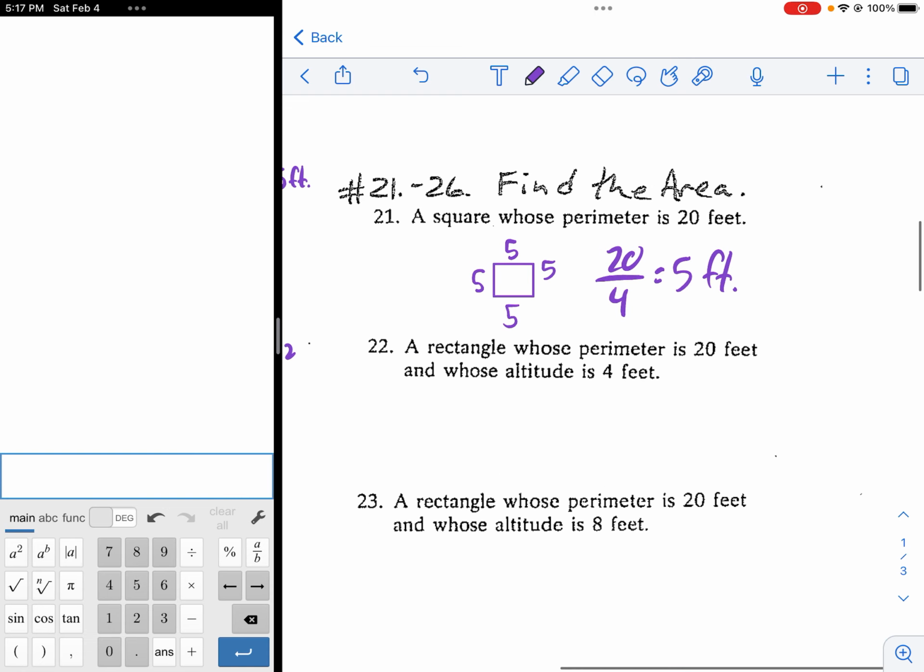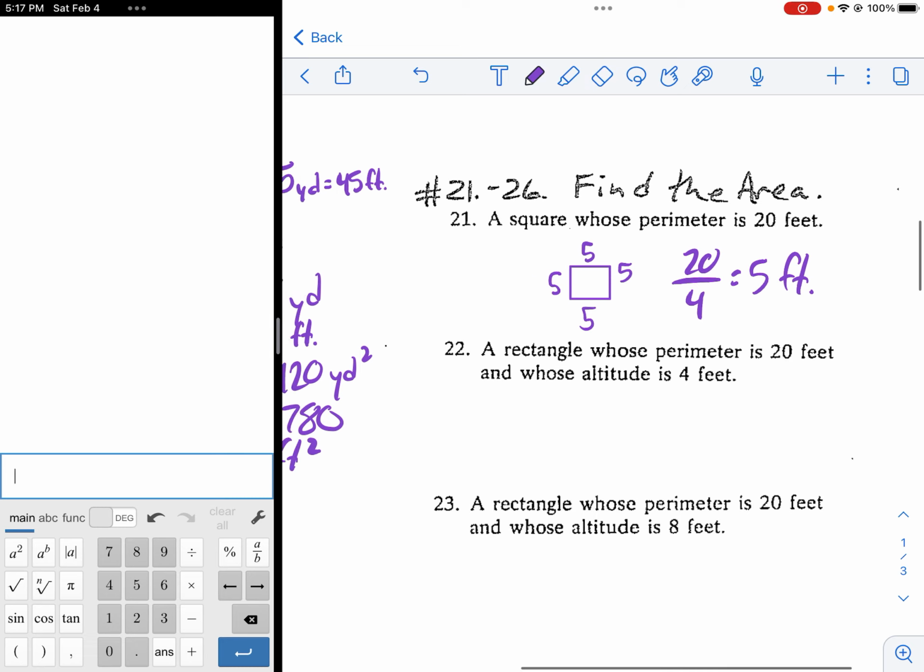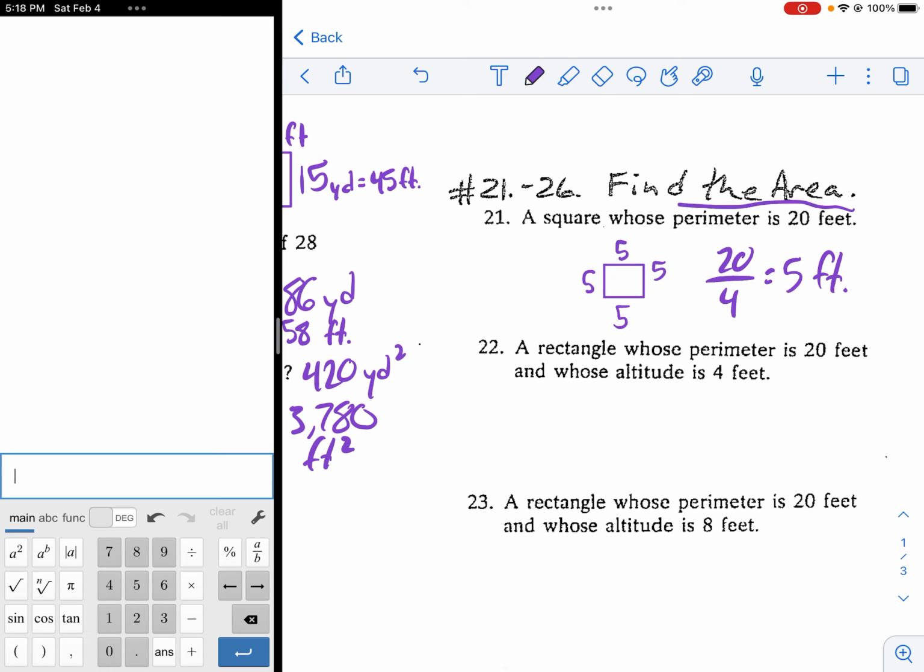It also asks us to, oh, never mind, find the area on this. So we found the perimeter, which is good. That can help us find the area. I almost forgot this instruction. Oops. So 5 by 5 square would give us 25 square feet. That would be our area.